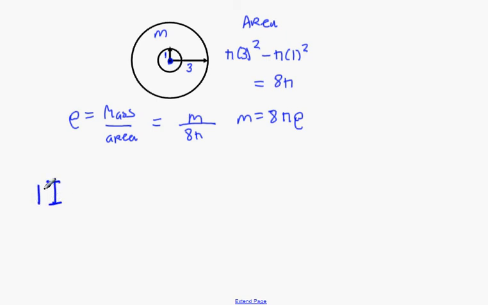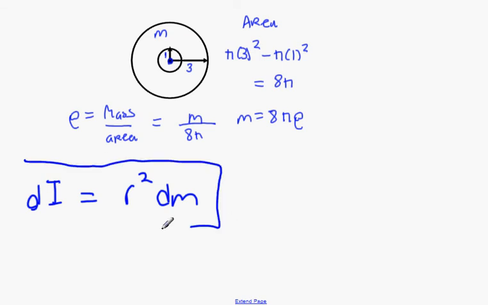You can learn off by heart that dI is r squared dm. It's basically the length squared times the integration of mass. You can learn that off by heart. It's the same thing as going through our formal proof. Now this is defined as radius.